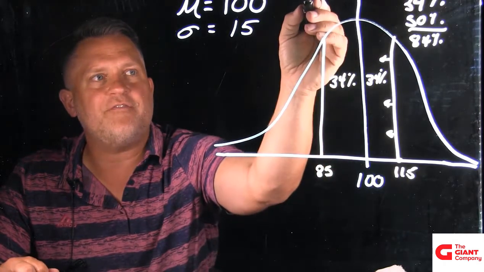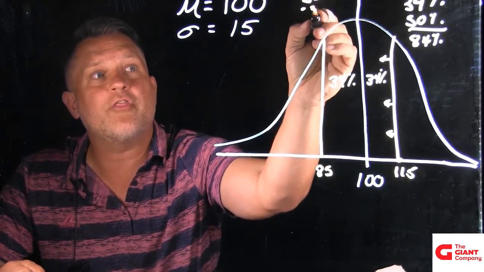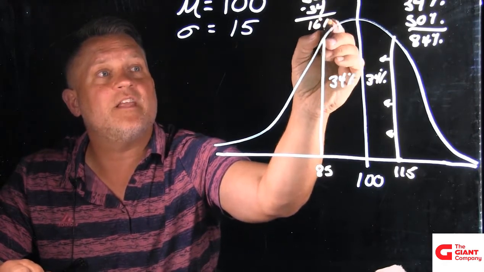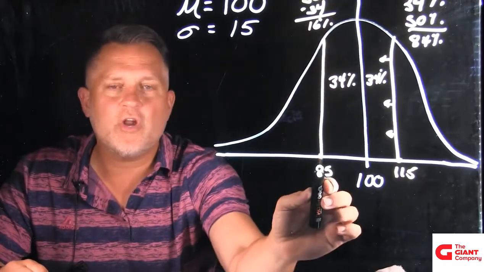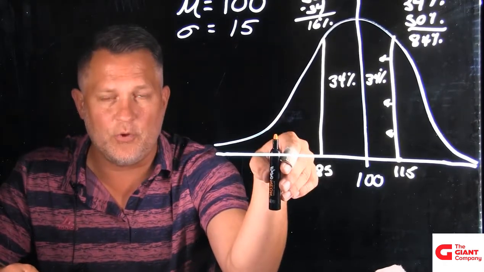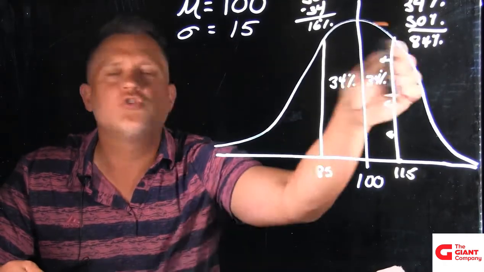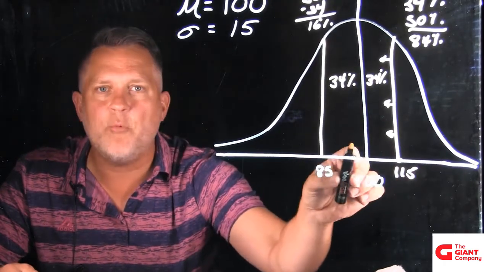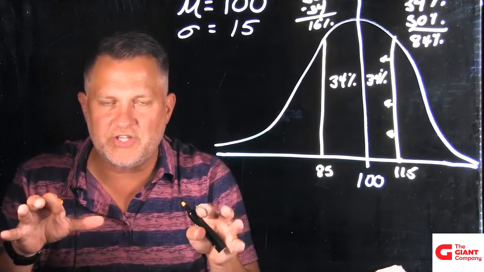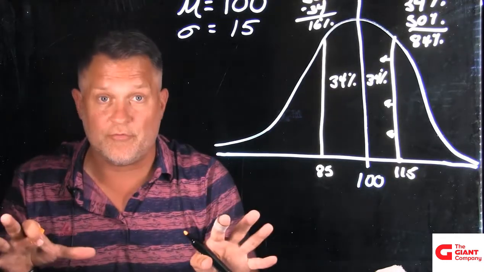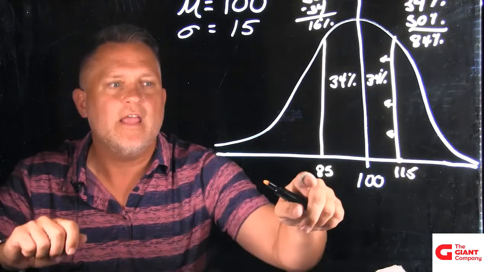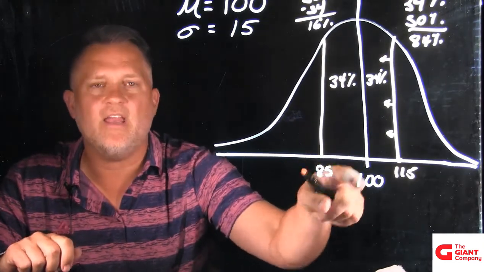So if I take 50 and I subtract 34 this time from it, I'm going to get 16%. So if I scored an 85, I only scored better than 16% of the people that took the test. And so on. You could find any point along here: 86, 87, 88, 89. We need some special statistics to make it easier for us, because we don't want to use big, massive formulas to figure out if I scored an 86, 87, 88, 89.